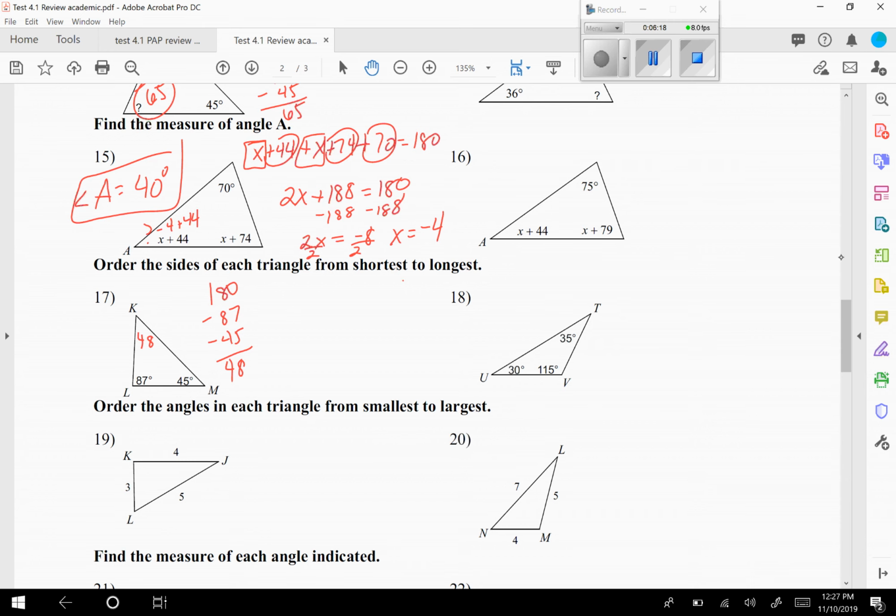So now shortest. So your shortest side is going to be across from your smallest angle. So my smallest angle is 45. So my shortest side is KL. Okay, medium, LM. And then the longest side, KM.